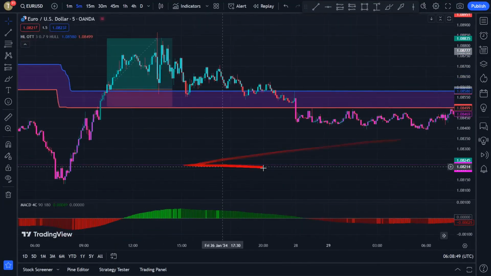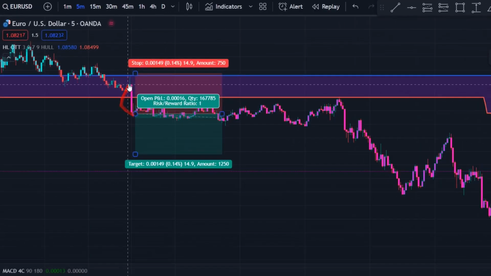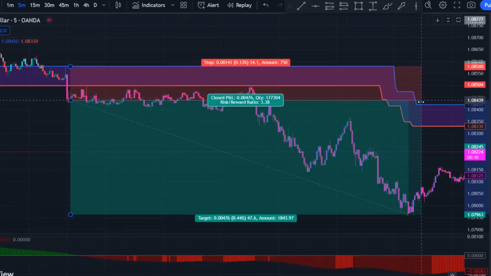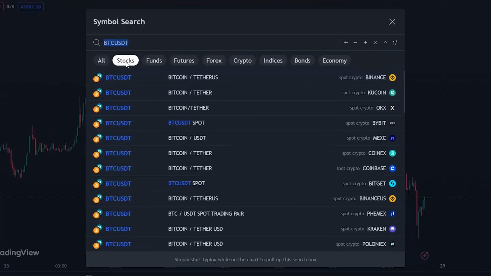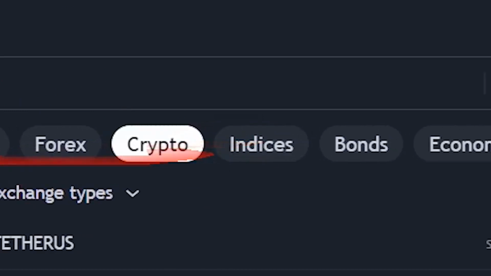This strategy works on all time frames and all symbols, but it has different win rates and you need to reach your desired rates based on your backtest. This strategy has worked well on Forex, crypto, or even the stock market.